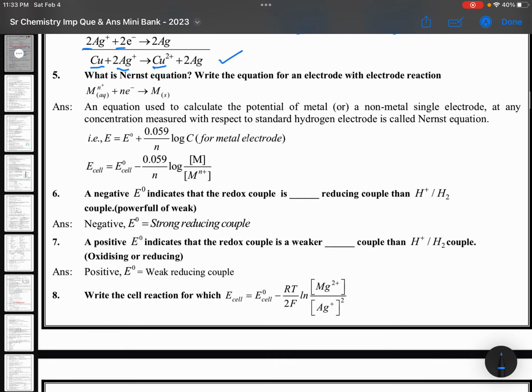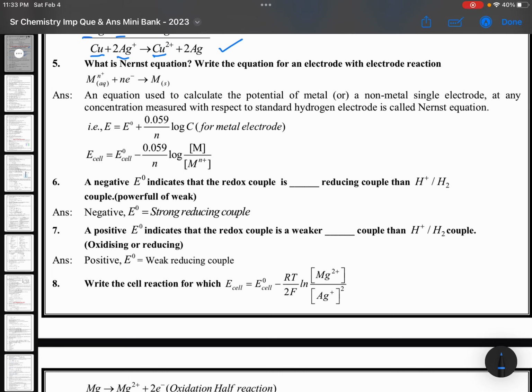See, you have completed 4 questions. What is the Nernst equation? Write the equation for an electrode with electrode reaction Mn+ plus n electrons gives M. Generally, this M may be a metal or non-metal. Here reduction is given. An equation used to calculate the potential of a metal or non-metal single electrode at any concentration, measured with respect to the standard hydrogen electrode, is called the Nernst equation.